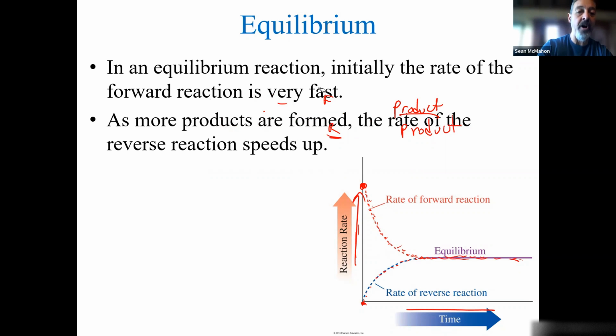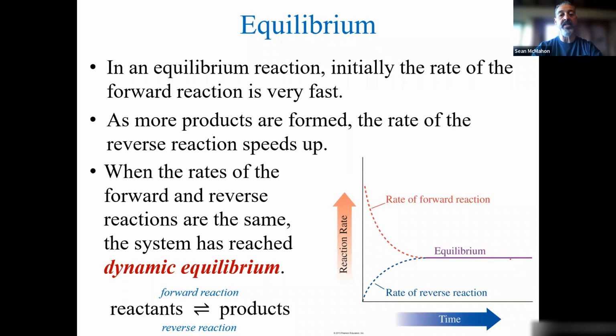So as more products formed, the rate of the reaction for the reverse reaction begins to speed up, as we can see in this portion of this graph. When the rates of the forward and reverse reaction are the same, that's when they reach equilibrium. So when their reaction rates are the same, it doesn't mean I have the same amount of reactants and products. It just means that the forward and reverse reaction are occurring at the same speed.